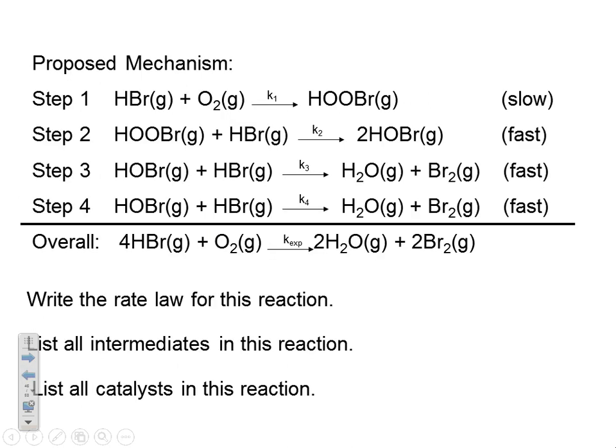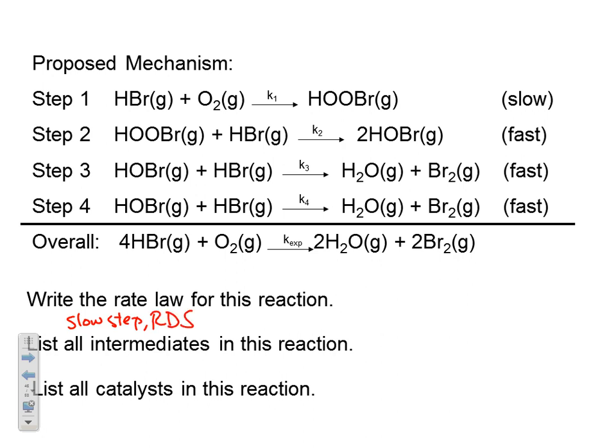Now we're going to end with just two sample problems with our mechanisms, putting everything together. So we have a 4-step reaction mechanism. It really doesn't matter that it's 4 steps. You just look at them all individually. And we have the overall balanced equation. And question 1: write the rate law for this reaction. We want to find the slow step. That's the rate determining step.